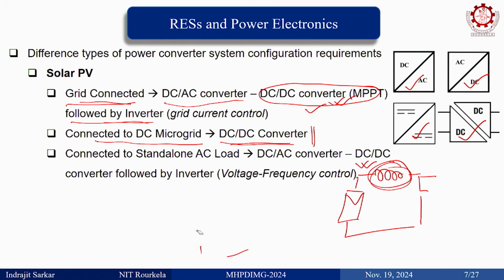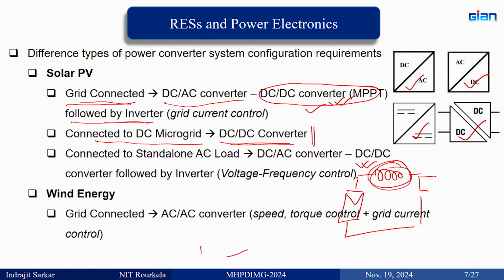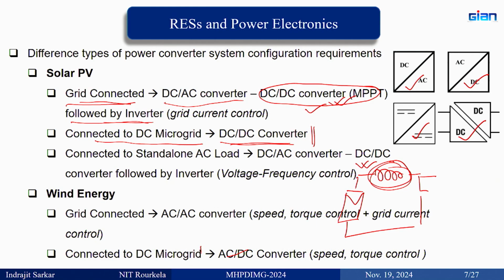Now this goes with solar. When you have wind energy, grid connected, for wind power extraction you need an AC to AC converter, because wind is going to generate 3-phase AC, and if you are connecting it to the grid, you need a 3-phase output. So in AC to AC converter, there are two possibilities. One is the back to back converter, or the matrix converter. These are the two possibilities that you have for grid connected wind energy.